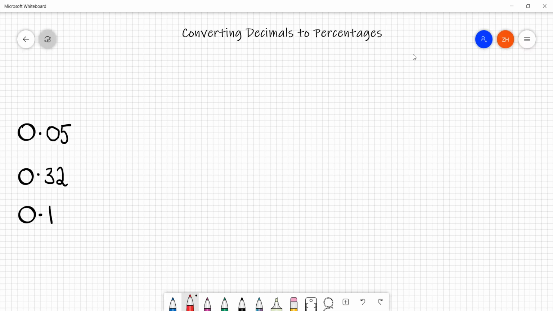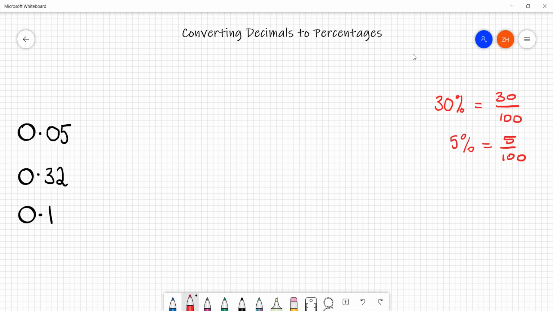Here we're going to look at turning decimals into percentages. Now, you may remember from the last few videos where we changed fractions into percentages, that percentages are just numbers out of 100. So if we have something like 30%, we can write that as 30 out of 100. Or 5% can be written as 5 out of 100.